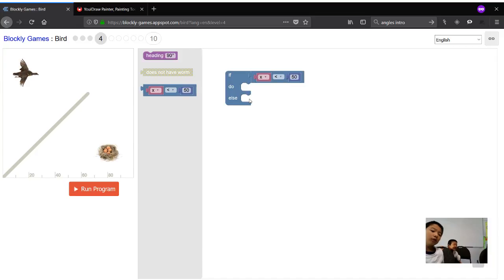So what do you think should go in those two areas? Heading. This one's going to be heading 0 degrees. Okay, good. So it's going to head straight to the right as long as X is less than 50. And then once X is larger than 50, it's going to head back that way. Okay. Well, look at the angle that you chose. You chose 200. Yeah, that way, like that. So let's see what's going to happen.